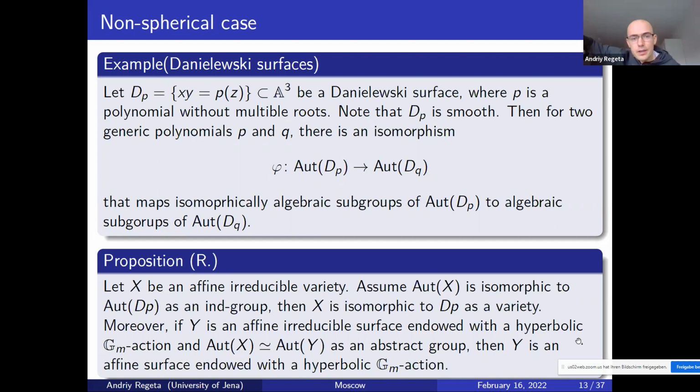Like here in this example, I say that there is an isomorphism from our dp to our dq that preserves algebraic subgroups, but it's not an ind-group isomorphism. In the proposition, in these first two lines, I require the ind-group isomorphism. If you have an ind-group isomorphism, then actually the Danilevsky surface is determined by its group of automorphisms. So all these isomorphisms in the example are not ind-group isomorphisms.